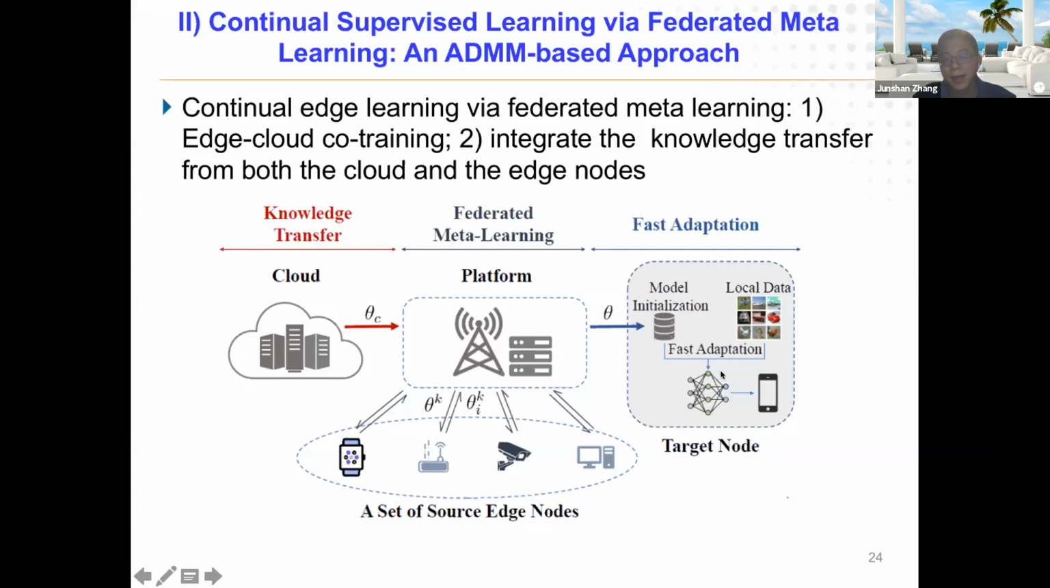Based upon that, at the target edge node, with its local dynamic data, built on this model initialization, the edge node uses fast adaptation to train a new model for the current edge task. So that's the basic architecture for federated meta learning in this context. So the question here is how can we make use of the knowledge transfer from the cloud intelligently to combat catastrophic forgetting? In the meanwhile, we can speed up the training for the current edge learning task. That's the main objective for this study.